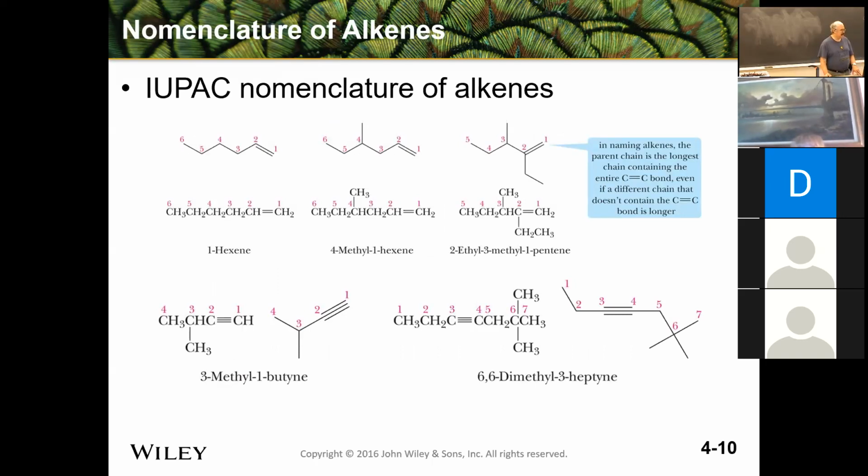Okay, so in this first example, we have a 6-carbon chain. The double bond is between 1 and 2. We want to give the double bond the lowest number, and so we start numbering at the lowest position of the double bond. So this becomes 1-hexene. It's also correct to call it hex-1-ene.